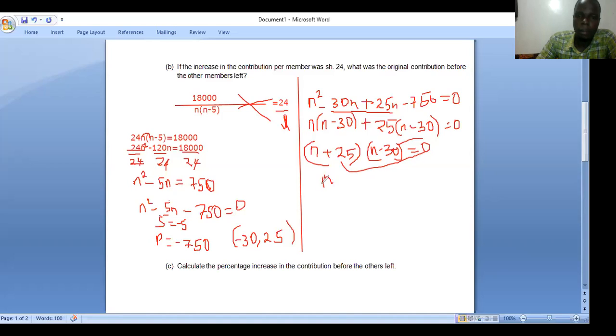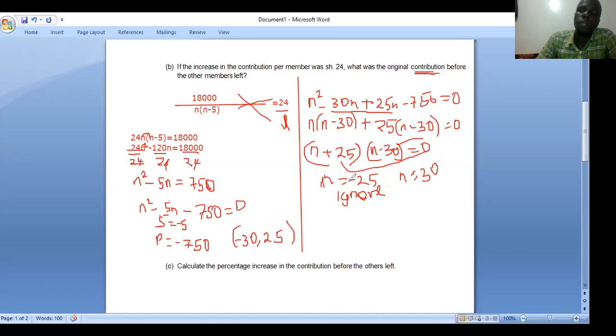Therefore, n equals negative 25 or n equals 30. But you see, the number of human beings cannot be negative. So you ignore the negative value. Therefore, what was the question? What was the original contribution before other members left? The question is contribution, not original number.